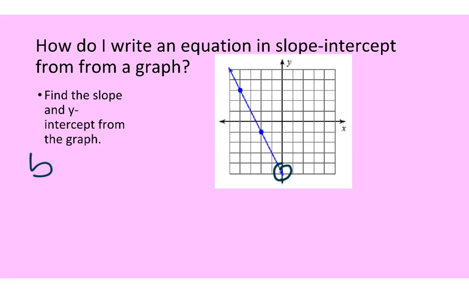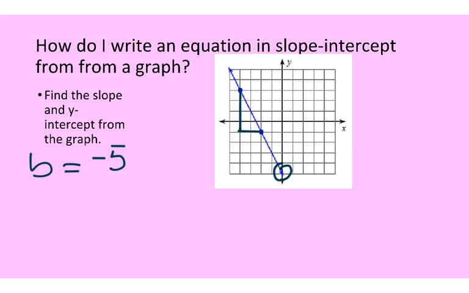So count backwards, 1, 2, 3, 4, 5. So my y-intercept is negative 5. Now, my points are already marked for me to find my slope. So my slope is rise over run. I see that my slope is going to be negative because it starts up top on the left and drops down to the right.